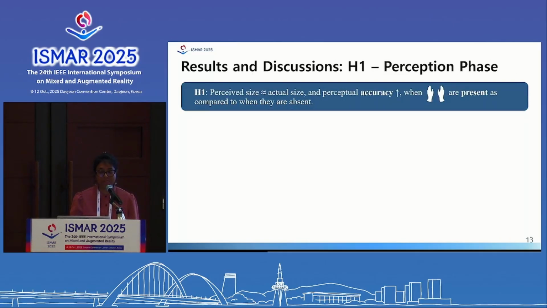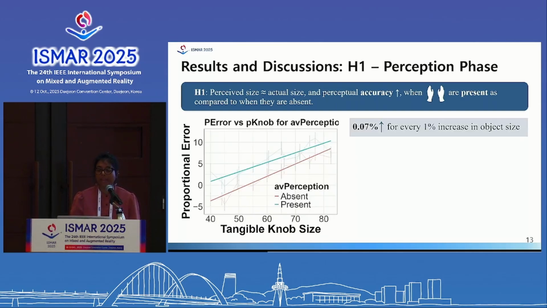In the first hypothesis, we expected the perceived size to be more accurate if the hand avatars were present in the perception phase, and significant statistical results for the absent condition from the signed proportional error model showed that for every 1% increase in the object size, there was 0.07 increase in the perceived size. The same can be observed from the graph.